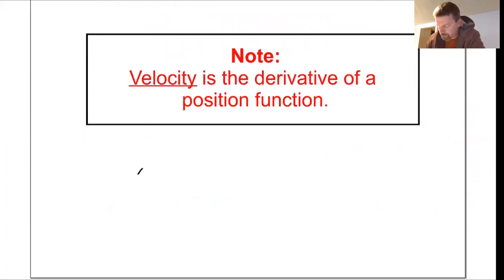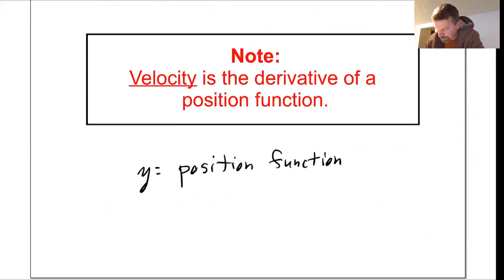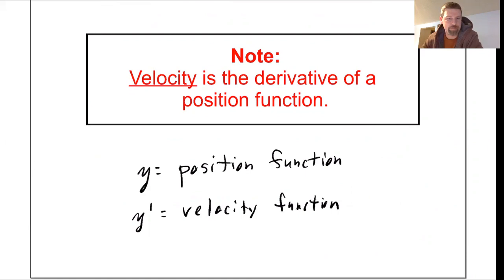If I've got some function y and it's a position function, it tells me the position of any object after a certain amount of seconds, then y prime, the derivative, is going to be a velocity function. It'll tell me the speed of that object at any given time.